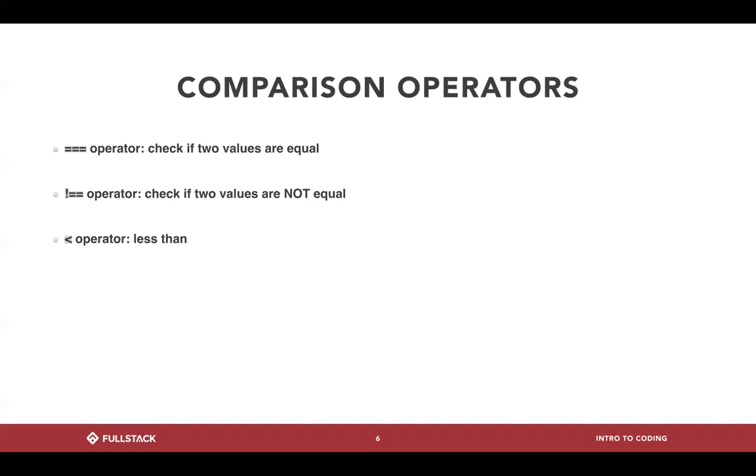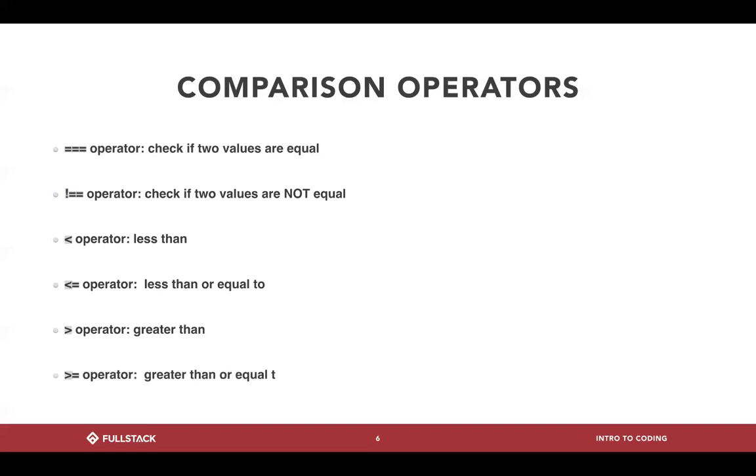The less than operator compares whether or not the thing on the left is less than the thing on the right. Less than or equals to, greater than. So these are the comparison operators, right? And they're going to lead us into that part that I was talking about before about combining sets of comparisons.